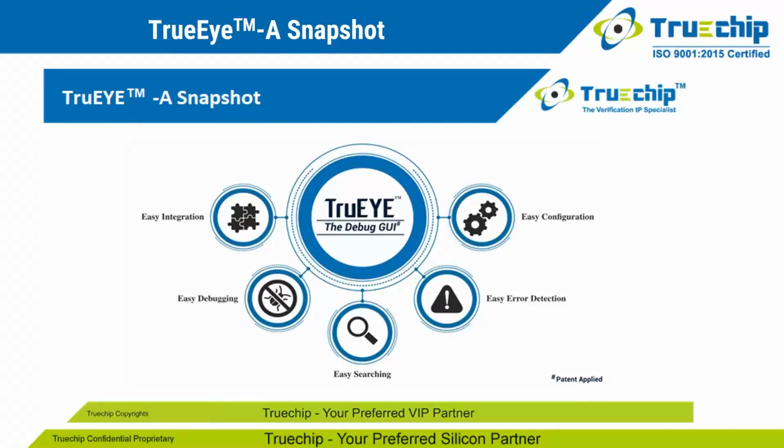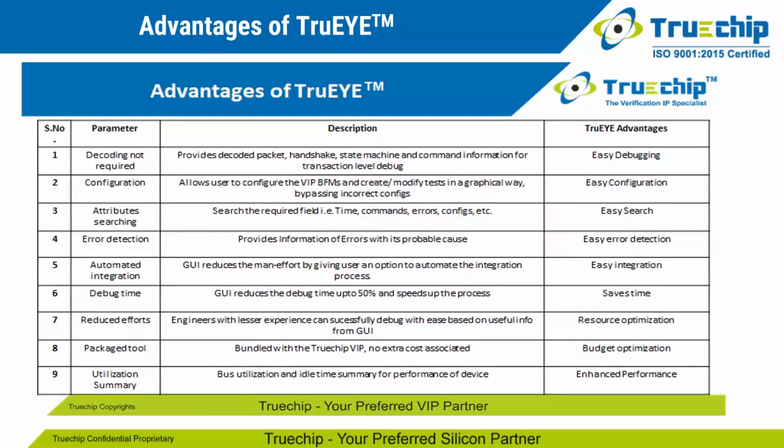Truechip has a GUI, TrueEye, which is used for easy integration, easy debugging, easy searching, easy error detection, and easy configuration. The various advantages of TrueEye are easy debugging, easy configuration, easy search, easy error detection, easy integration, saves time, reduced optimization, budget optimization, enhanced performance.